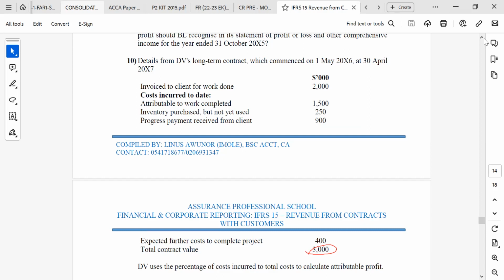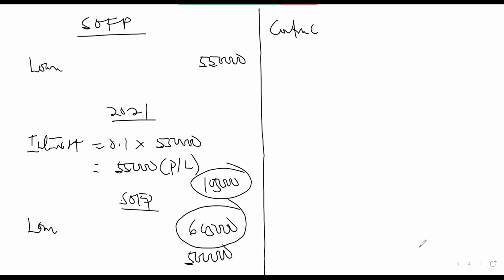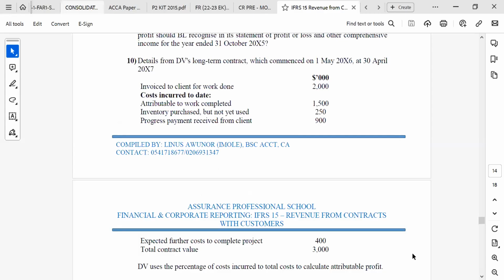Let's now come. If you see a question like this, ask yourself what the things are that you have to calculate. What is the contract price? The contract price over there is 3,000. What is the total cost of the contract? So let's calculate the total cost of the contract. That is very important.